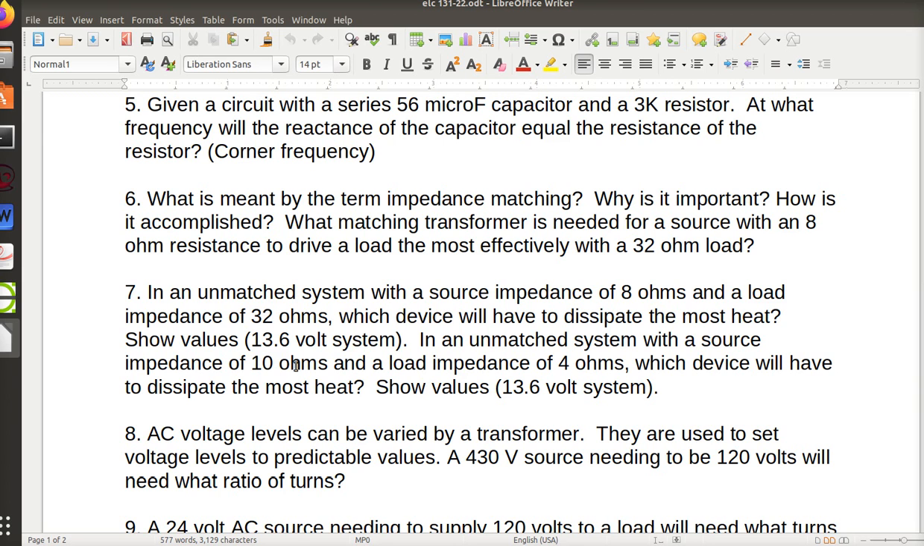And then what happens if I've got 10 ohms and a load impedance of 4 ohms? Which device will have to dissipate the most heat? So I want you to show the values, and what you'll see is, since the resistors are not the same, the higher resistor will wind up dissipating the most heat, or the most power, which means it will have to dissipate the most heat.